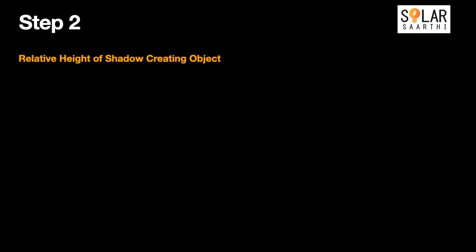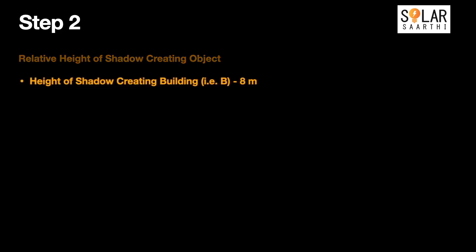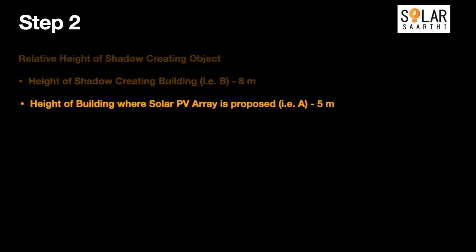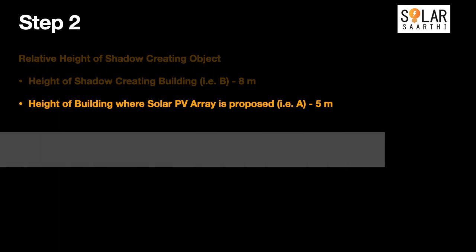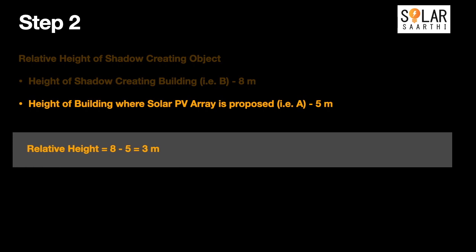Moving to step 2, here we need to find the relative height of the shadow creating object. We already know the height of building B is 8 meter, while the height of building A, where the solar PV array is proposed, is 5 meters. So the relative height between both of them is 8 minus 5, that is 3 meter.